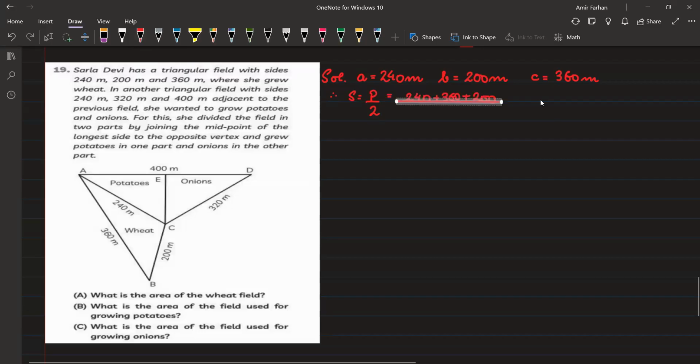Now calculate the Heron's formula. First is basically your S minus A. That is S minus A is equal to 200 minus 40. That is coming out to be 160 meter.